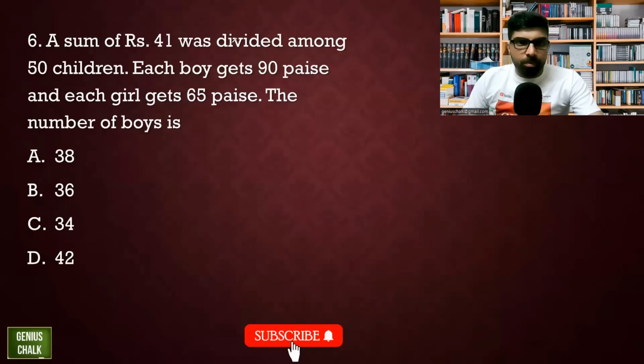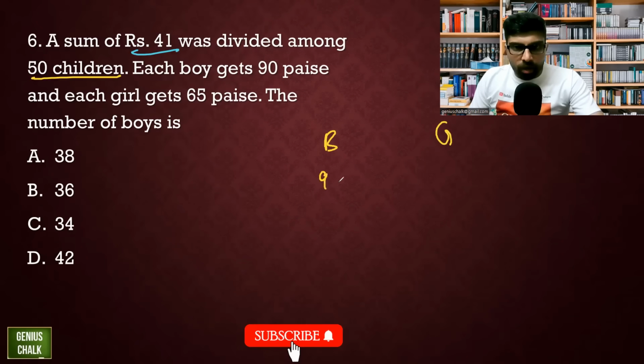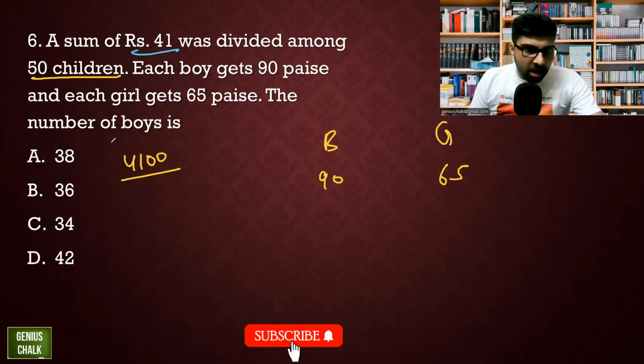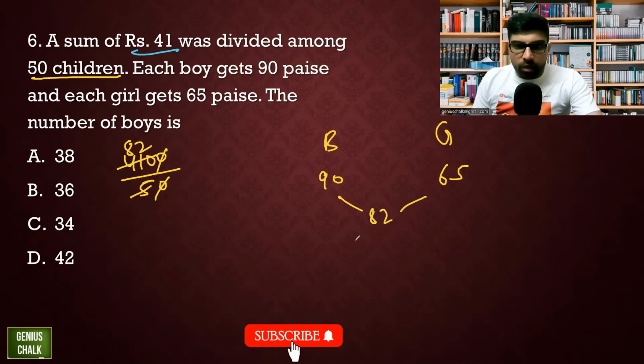Next one, similar type. Rupees 41 is distributed among 50 children, each boy and each girl. Each boy receives 90 paise, each girl receives 65. Overall 41 rupees, so in paise it will be 4100 paise divided by 50 children. Each child will get 5 8s are 40, 5 2s are 10, so this is 82. Calculate: it is 8 and it is 17. So 17 is to 8 is my total. So what is the total now?